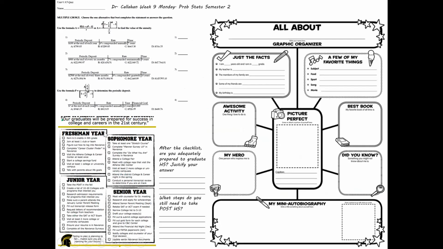And then after that, I want you guys to take a look at this. It says, our graduates will prepare for success for college and career in the 21st century. Take a look at your checklist as to what you should be doing for each of your years. So after the checklist, are you adequately prepared to graduate high school? Justify your answer. What steps do you still need to take post high school, so after high school? Then after that, I want you guys to do the all about me graphic organizer. So write your name, tell me some facts, some awesome activities, who's your hero, best book, did you know, and a few of your favorite things, and a mini autobiography of yourself.